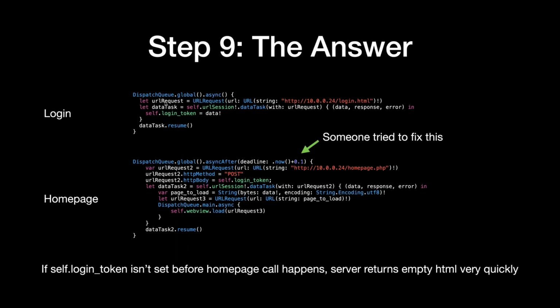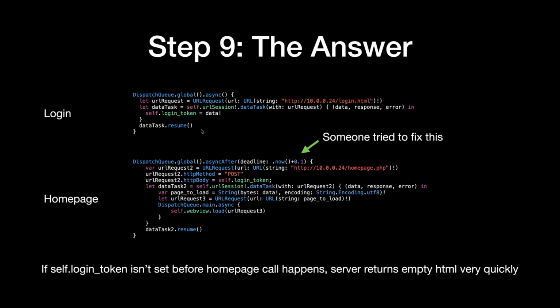And so what I did is I went into the code, and these 2 blocks of code are in 2 different parts of our application. This is where we make the login call. We dispatch it to the global queue so it doesn't block the main thread. And this is where we make the homepage call, and we do the same thing here. And you see that when the login call returns, it sets some token data, and then that token data is used when the homepage call is made.